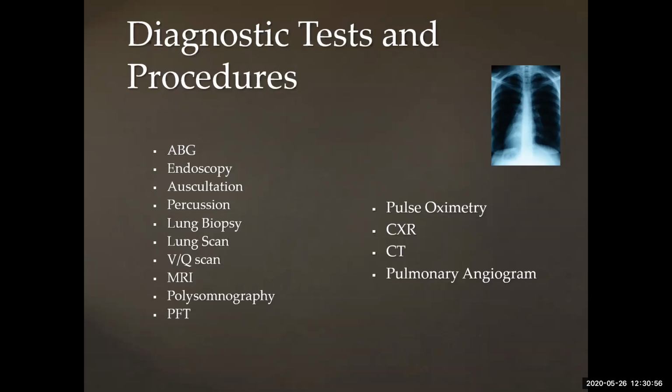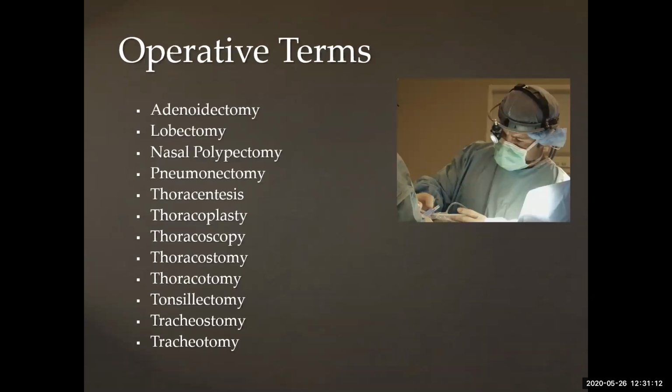It could be front to back, anterior posterior, back to front, posterior anterior, or lateral from the side. A CT scan, again, with or without contrast, and pulmonary angiography would be injecting the blood vessels into the lungs with a contrast dye. Some operative terms: adenectomy, so that's going to be remove the adenoid tissue from the nasopharynx.